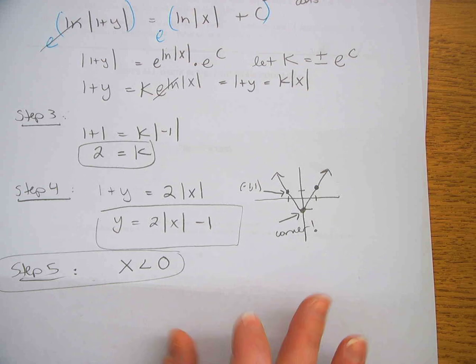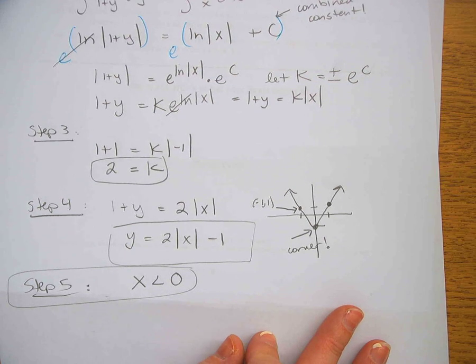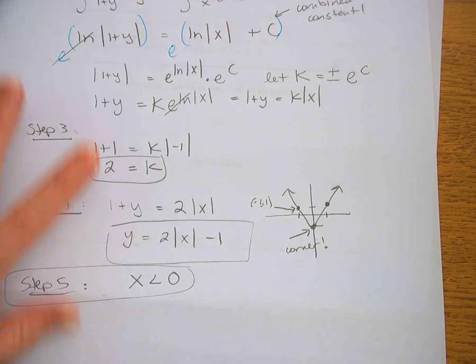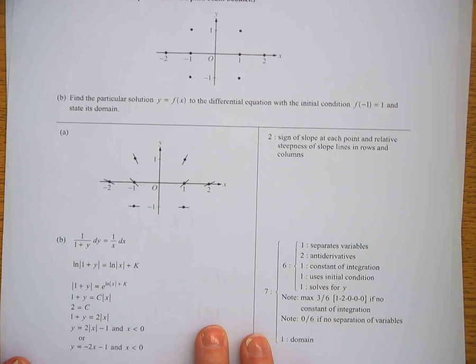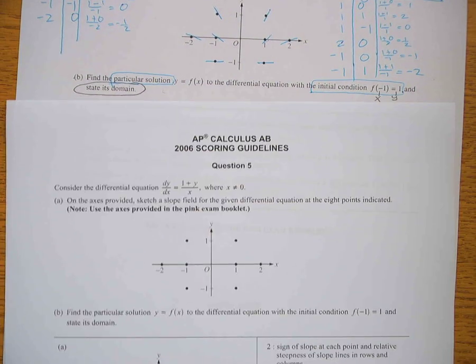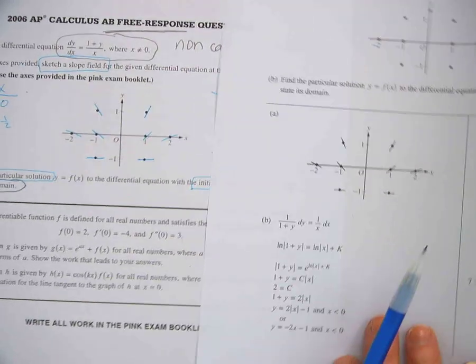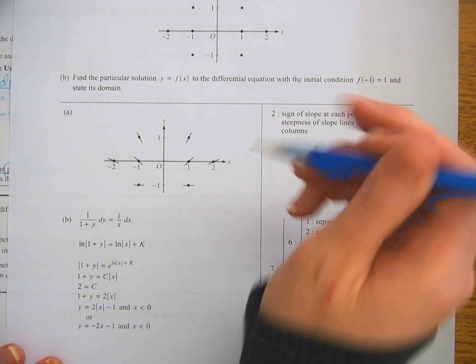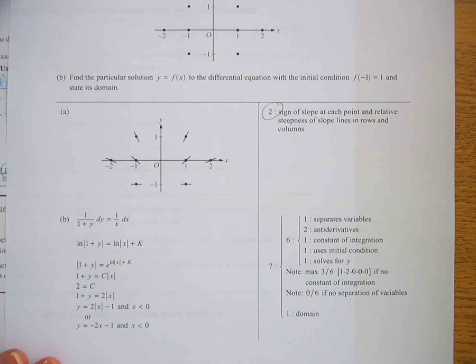Okay, so now let's compare the work that I did here with the actual solution for this graph. This is the released solution to this AP test question. So here's their slope field. Here's our slope field. Their slope field, our slope field, I'd say we nailed it. So that gets you 2 points. So right away you've got 2 out of 9 points for the slope field.